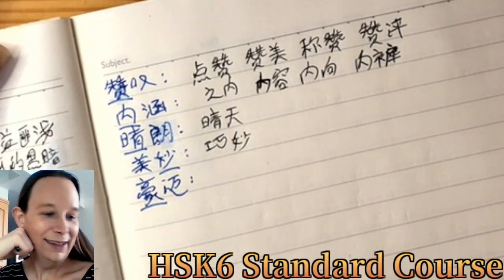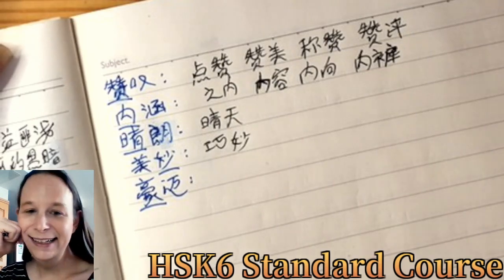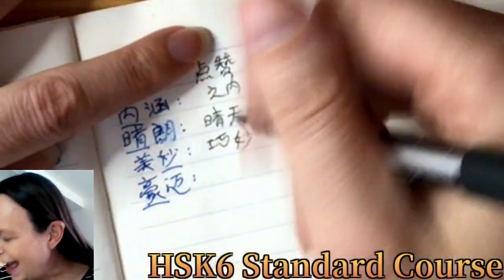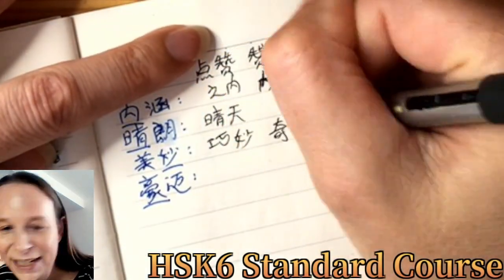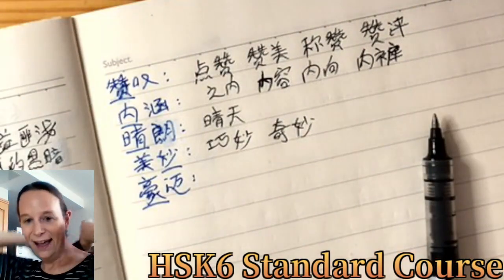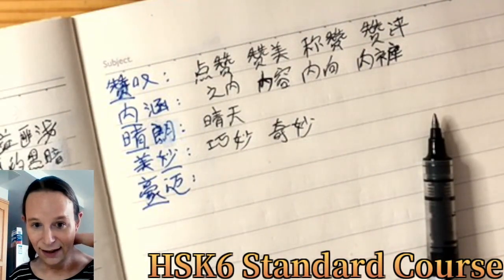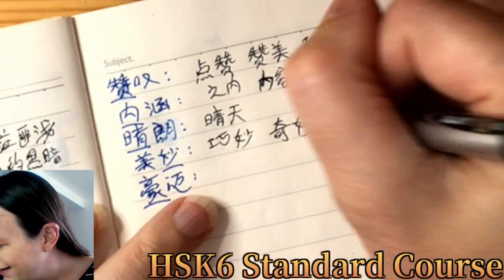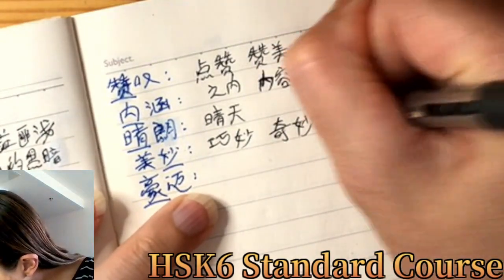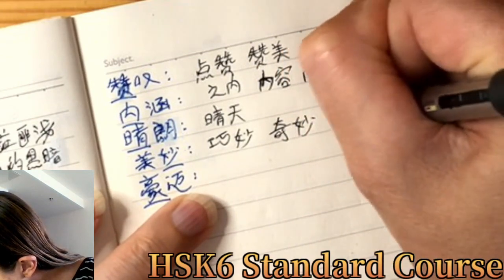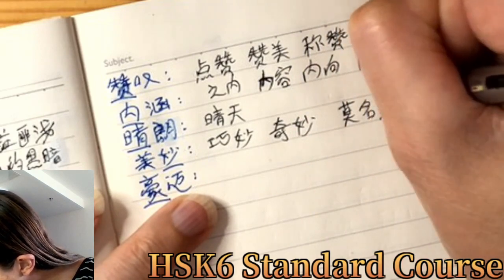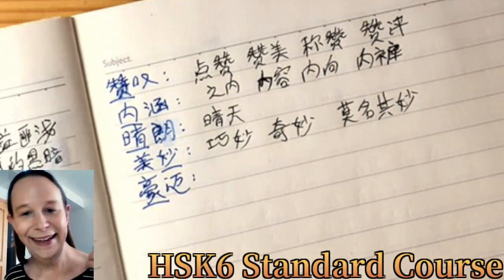No. What did I do last time? Oh, I did 奇妙 last time. Yeah, I forgot about 奇妙. I'm going to add it because I did it last time. I'm cheating. 奇妙. 莫名其妙. Yeah, 莫名其妙 is another one. Right? It's not this one. 莫名其妙.